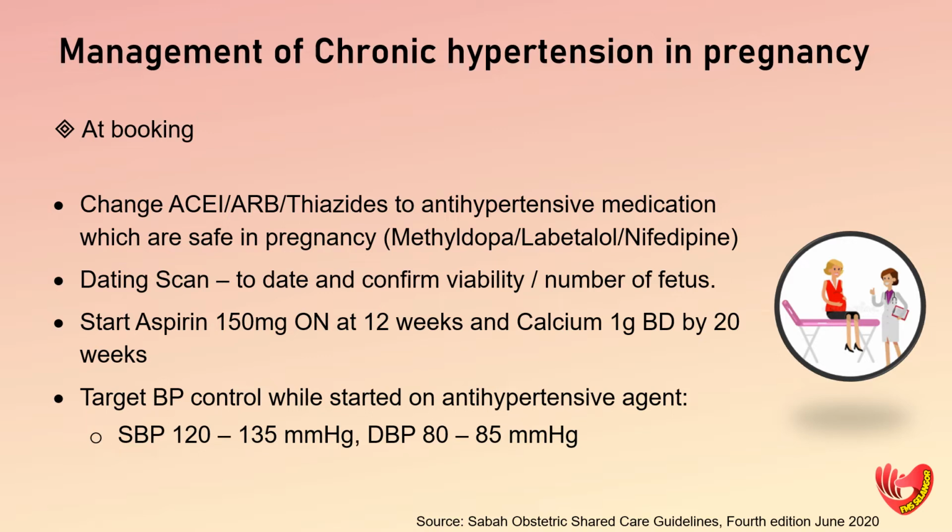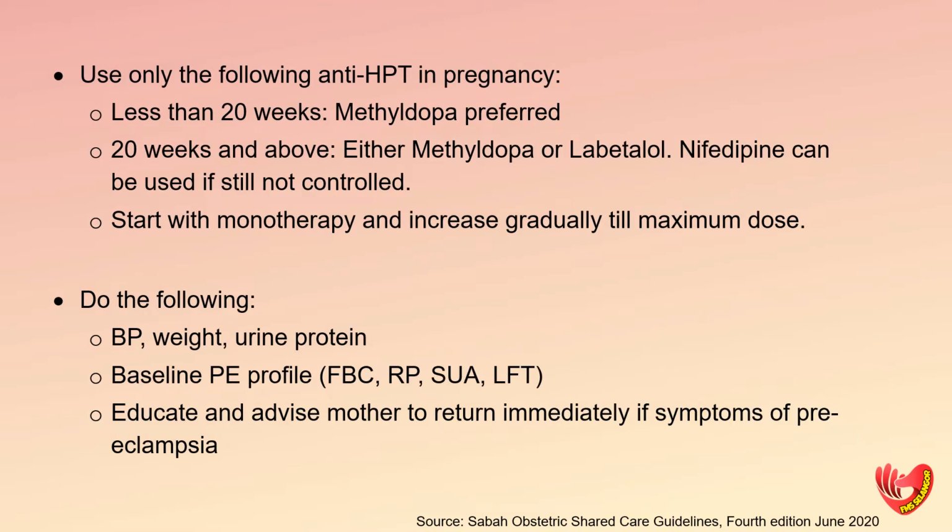We should do a dating scan for them to date and confirm viability and number of fetus. As mentioned before, these patients need to be considered high risk for preeclampsia and should be started on preeclampsia prophylaxis. Please note that target BP control while started on antihypertensive agents for these patients are systolic 120 to 135 and diastolic 80 to 85. Sometimes it is a dilemma as to which antihypertensive agent we should start for these mothers.